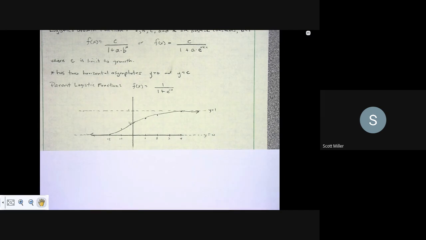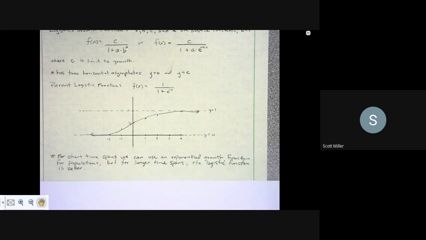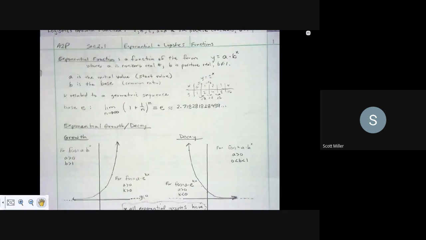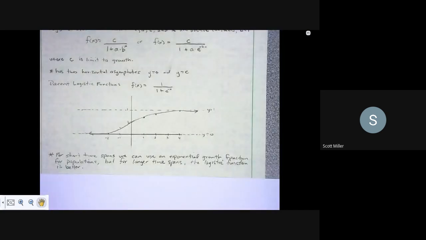As you do word problems on this, and we'll talk more about those next time, for short time spans, a lot of times they'll use the exponential growth function, the previous one, the growth or decay. Okay, they'll use that one for short term to represent population growths. But for longer time spans, this is a much better model.